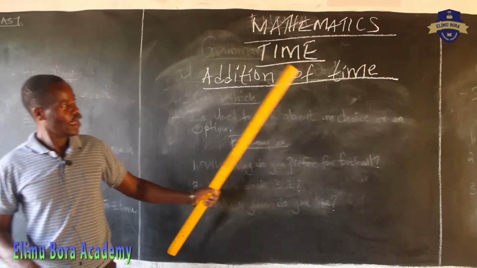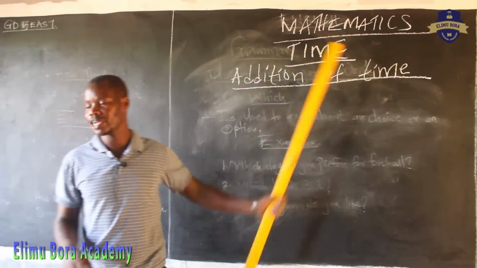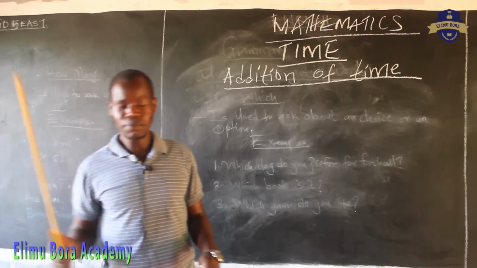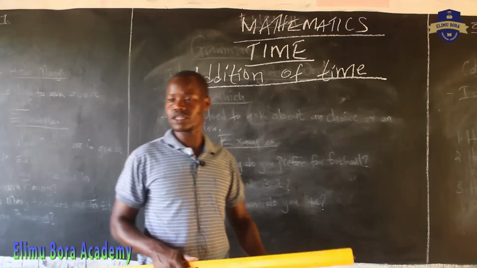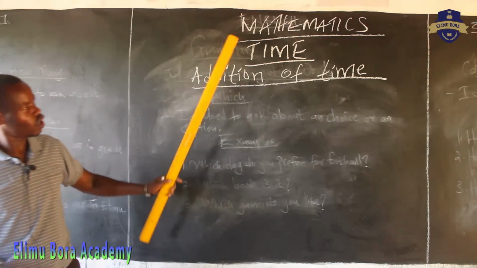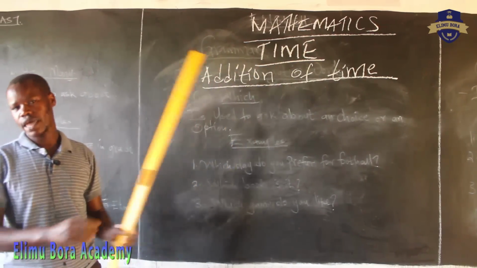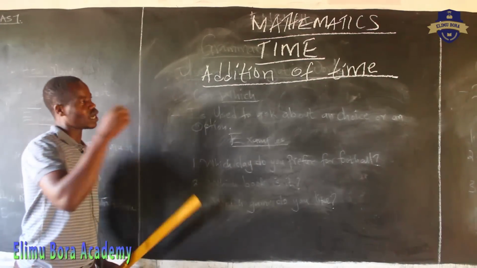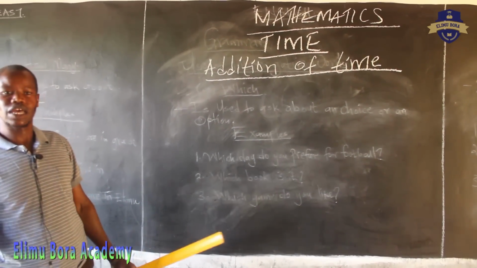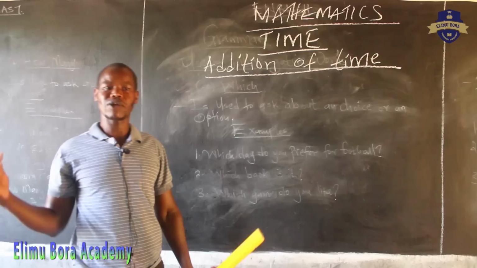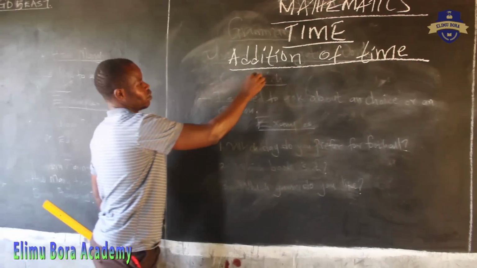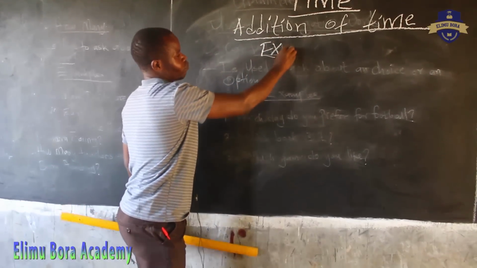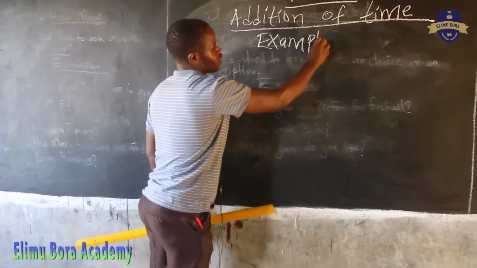Now, let us look at addition of time. When we add time, we have minutes and seconds. Here, we are going to look at the first example, and then I will call one of you to come and work out the second example. So we are going to look at example 1, that is addition of time.